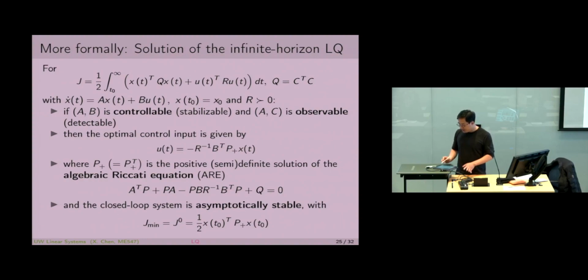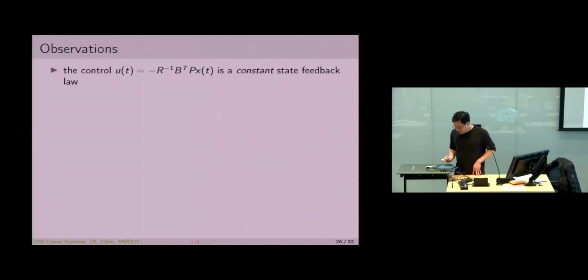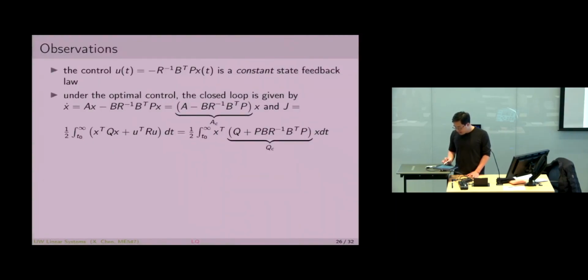All right? These are very strong conditions. Throughout the entire analysis, we didn't do any eigenvalue analysis. We didn't do a Lyapunov construction. But in the end, it's guaranteed the closed loop will be asymptotically stable, which is really nice. Let's do some observations which repeat some of our analysis. First, this is a constant state feedback law. And second, under this constant feedback law, plugging U equal to this into AX plus BU, we have the closed loop A matrix as A minus B R inverse B transpose P.